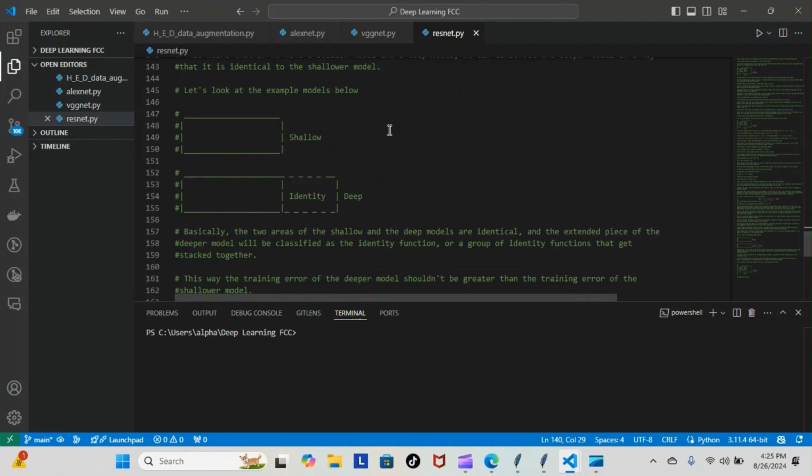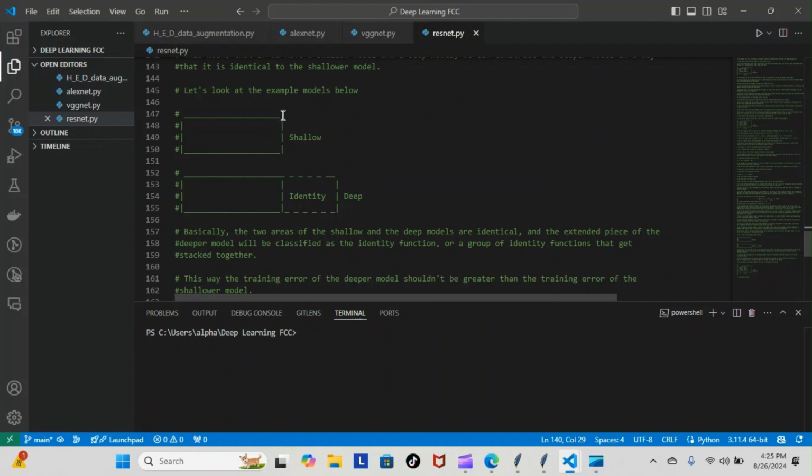So you can see here we have the two models, the shallow model and the deep model. Now, really, in essence, the deep model is larger than the shallow model, but it's constructed in a way that the only parts that are going to count is the part that is identical to the shallow model. The rest of it is going to be classified as an identity function. So basically, the two areas of the shallow and the deep models are identical, and the extended piece of the deeper model will be classified as the identity function or a group of identity functions that get stacked together. This way, the training error of the deeper model shouldn't be greater than the training error of the shallower model.